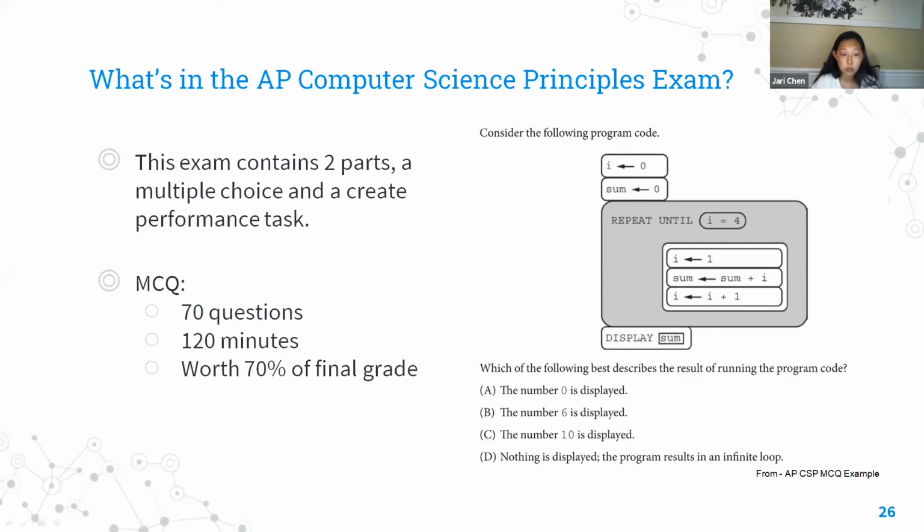On the right is an example question from an AP Computer Science exam. As you can see, it usually gives you a block of code, or some of the questions give you a block of code, and then it asks you to describe the result. Basically, it's just testing if you're proficient in understanding what this code is doing and how it will run through.